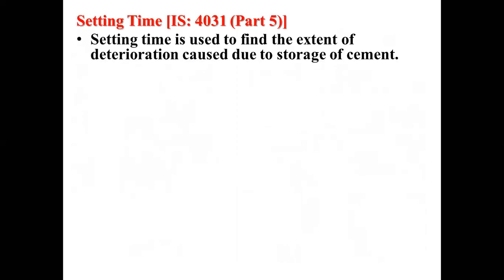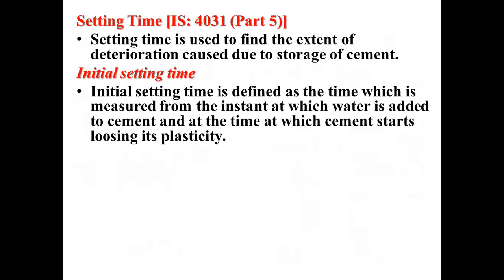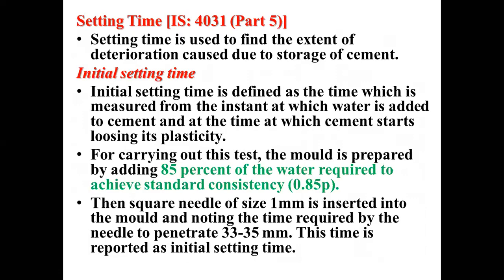Then the next test is called the setting time. IS 4031 Part 5 gives the procedure to carry out the setting time, initial setting time and final setting time. Setting time is used to find the extent of deterioration caused by the storage of cement. One is the initial setting time, and another is the final setting time. Here we conduct the initial setting time.